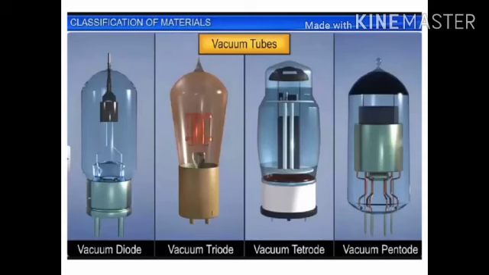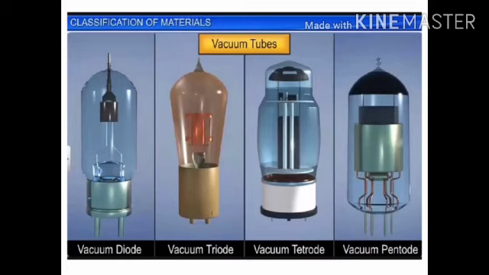Before the discovery of the transistor in 1948, the devices were mostly vacuum tubes. Here you can see the vacuum tubes. The vacuum diode has two electrodes, the anode and the cathode, and the vacuum triode has three electrodes: cathode, plate and grid. Tetrodes and pentodes have 4 and 5 electrodes. So diode means 2, triode means 3, tetrode means 4 and pentode means 5.